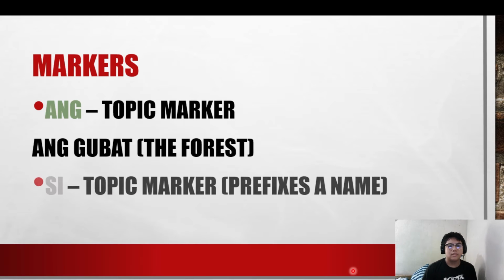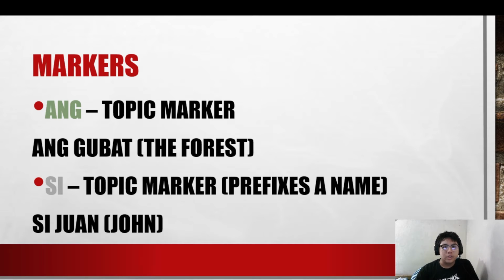Pretty easy. Si is yes in Spanish, but si is a topic marker that prefixes a name. It's a marker of person. I think only Filipino has this. Who knows? But in Filipino, whenever we try to refer to someone, when we try to emphasize that the person who does the action is the specific person, or really if we use the person as the topic of the sentence, we prefix it with si. For example, si Juan or John.